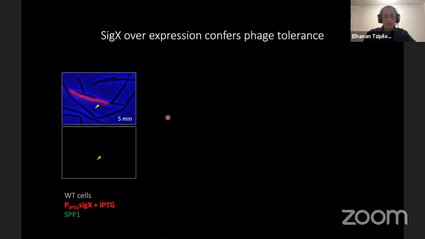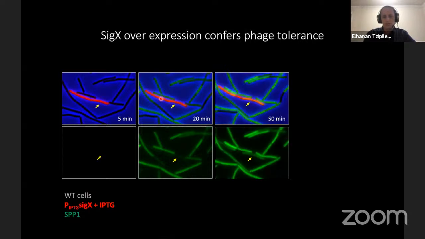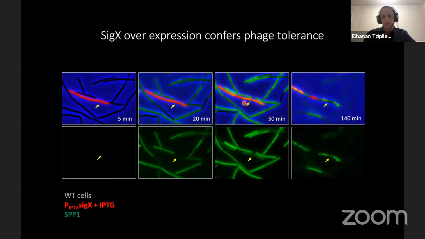Further, we did time-lapse microscopy where we mixed together wild-type cells with mCherry labeled cells harboring an inducible SigX and infected both with GFP-labeled phages. And we found that at the beginning, all the wild-type bacteria got infected, but the SigX overexpressing bacteria remained intact and got infected only much later, and also mostly remained intact even after lysis of most of the sensitive wild-type bacteria.